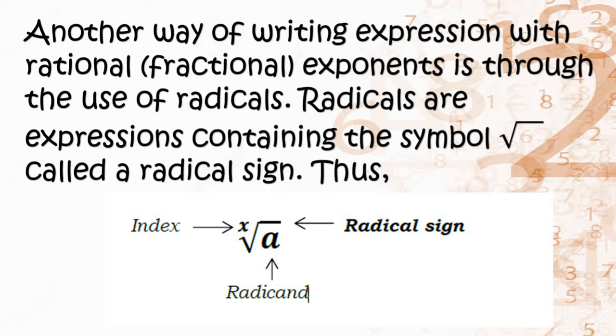Radicals are expressions containing the square root symbol. This one is called the radical sign. Let me repeat, this symbol is what we call the radical sign. In this illustration, we have this symbol as the radical sign. The variable or expression or base inside the radical sign is what we call the radicand, and the number outside, the one attached to the radical sign, is what we call the index.